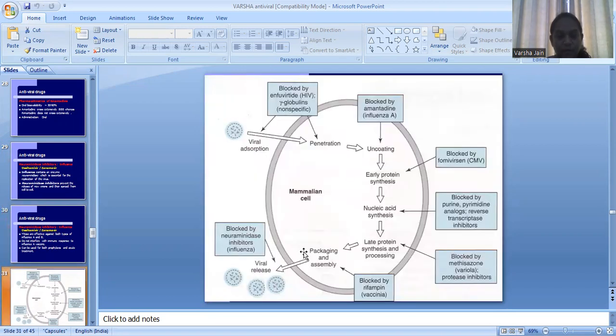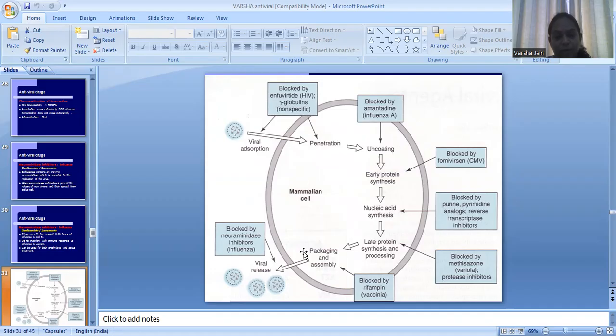So I have already explained about this. Whatever drugs we have discussed, including purine and pyrimidine analogs and neuraminidase inhibitors, will block influenza. Enfuvirtide blocks at the level of viral absorption and penetration. Amantadine blocks influenza A at the level of uncoating. Fomivirsen blocks early protein synthesis in the treatment of CMV.